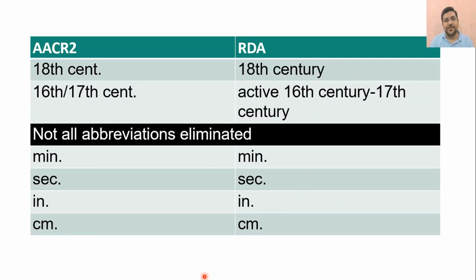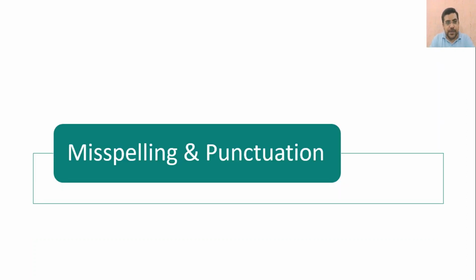So this is actually the second thing in RDA. The second major difference: abbreviations are eliminated. Okay, the next rule in RDA is about misspellings and punctuation. We accept the misspellings and punctuation as they are in RDA.